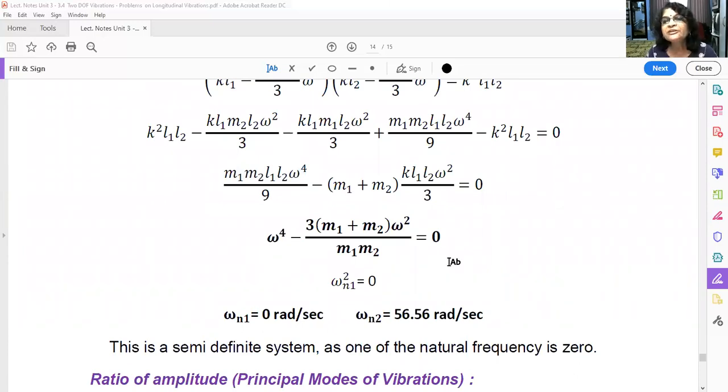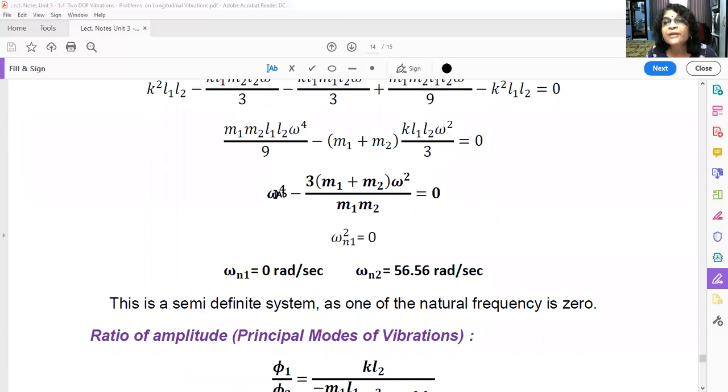So your final equation will be omega raised to 4 minus (3 m1 plus m2) upon m1 m2 into omega square. Here c is 0. That is, a x square plus b x plus c is equal to 0. So c, there is no constant, it is 0. So again, what will you take common? Omega square. When you take omega square common, what is remaining in the bracket? Omega square into bracket omega square minus (3 m1 plus m2) upon m1 into m2. So your first natural frequency will be 0 again in this problem.